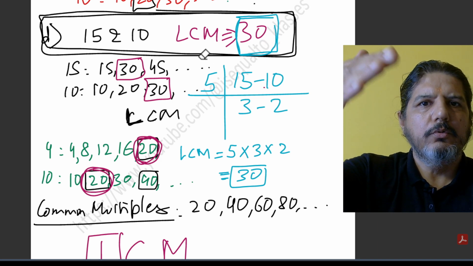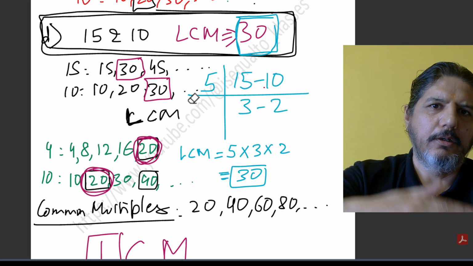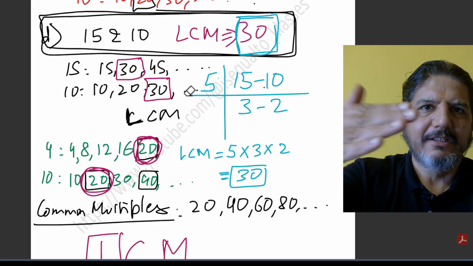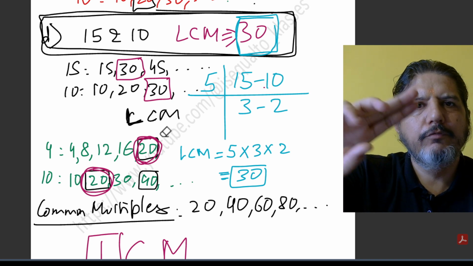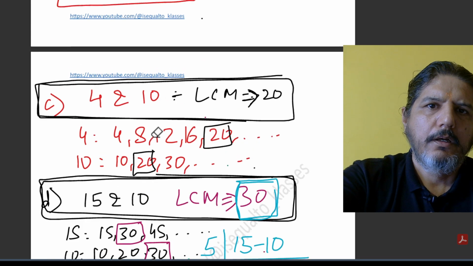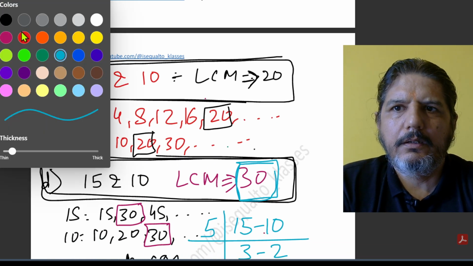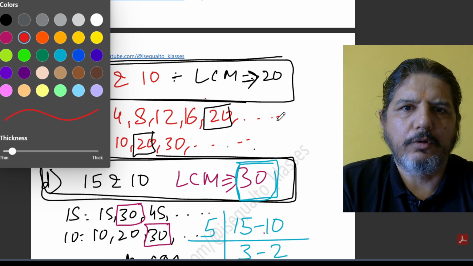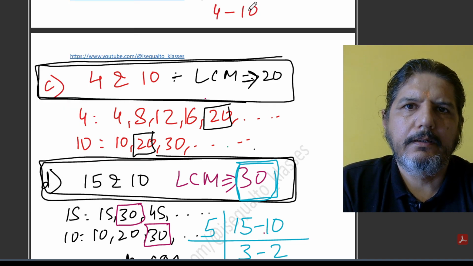Please try to do whatever I am doing on the screen on your own, because that will help you when we are doing the fractional addition also. It will help you a lot. Now let's find the LCM of 4 and 10. So again, I'll have to draw, let me draw here. So 4 and 10.